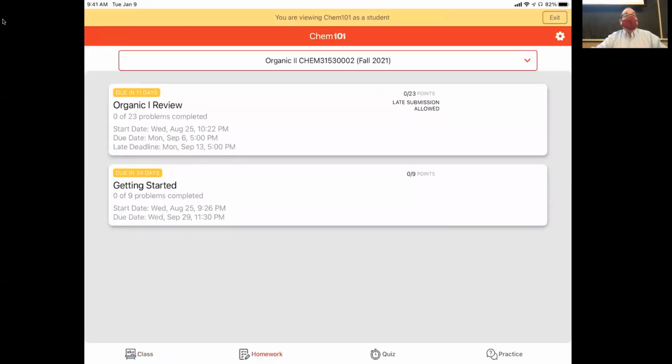But we got homework, right? So we got 2 homework assignments. The getting started is not for a grade. The second one is for a grade, right? So the first one, the organic review, is for a grade. I'm giving you an extended amount of time for this. Usually I'm going to give you about a week to do these so that you can stay on track. This one I've given you a long time because I want you to get comfortable in the system.